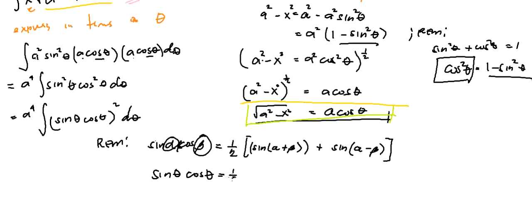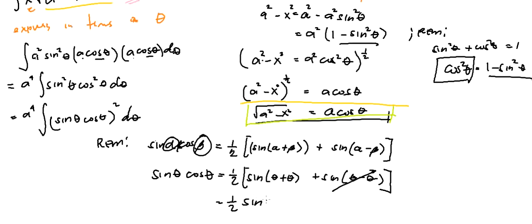So what we have left here is 1/2 sine theta plus theta, and then plus sine theta minus theta. So theta minus theta is just 0, so we have sine 0. Then we have 1/2 sine 2 theta. Theta plus theta is 2 theta.